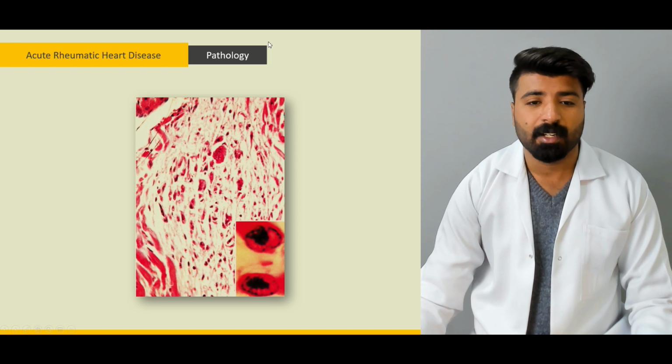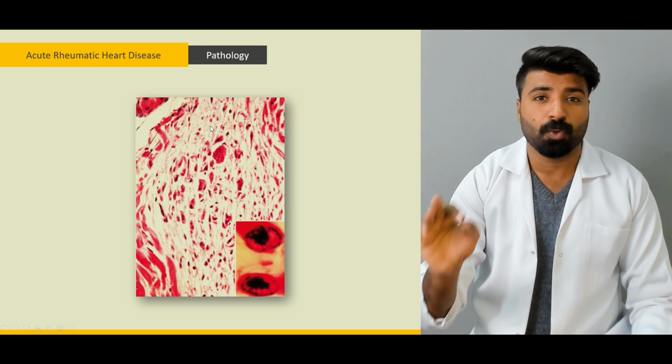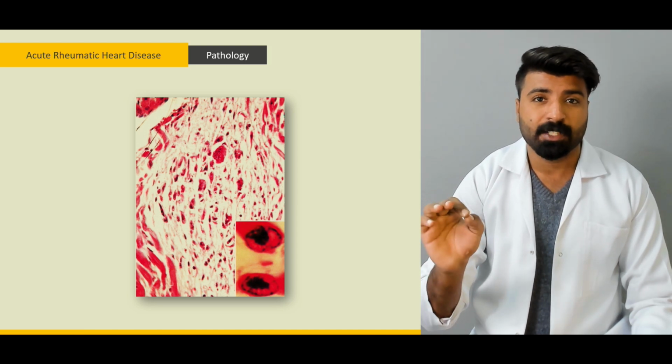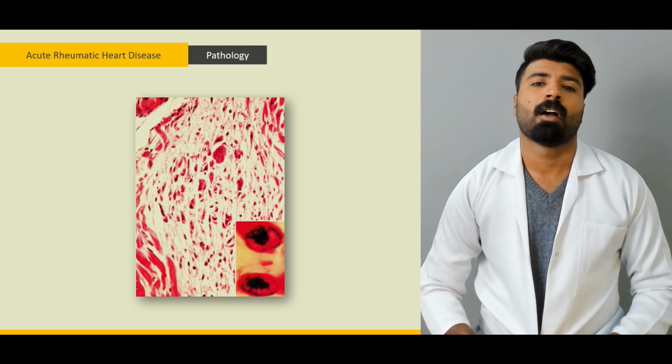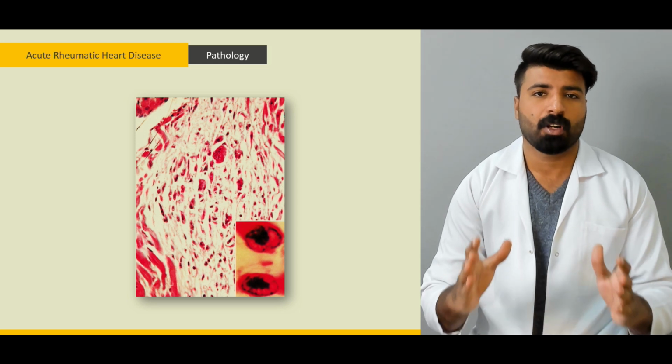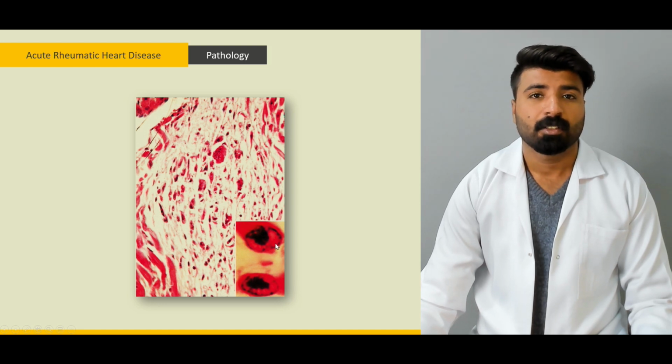Now, what we see here is acute rheumatic heart disease: what will it look like on a pathological slide? There are three identification points for you to save in your mind as acute rheumatic heart disease, whether on gross structure or a histological slide. First of all, you'll see Aschoff bodies. These are the most important identification point. These are Aschoff bodies.